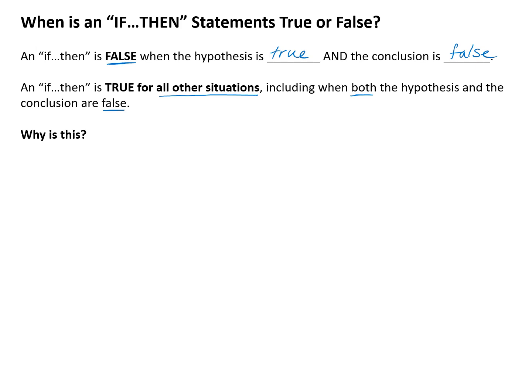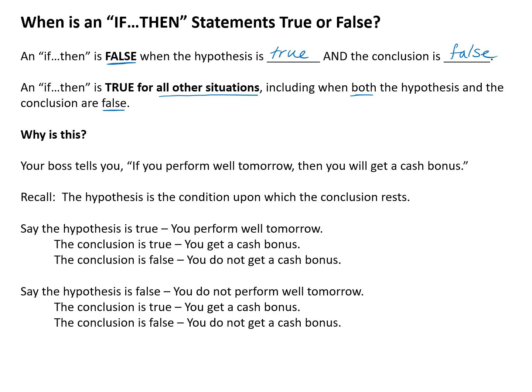You might say to yourself, well, wait a second. Both the hypothesis and conclusion, everything in the statement is false, but you're saying that the entire statement is true? That is the case. That's how if-then statements work in logic. Now, let's try to explain why this is. I'm going to use an example. Let's say your boss tells you, if you perform well tomorrow, then you will get a cash bonus.